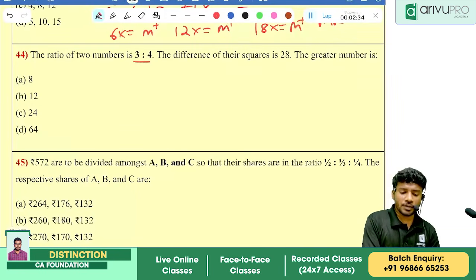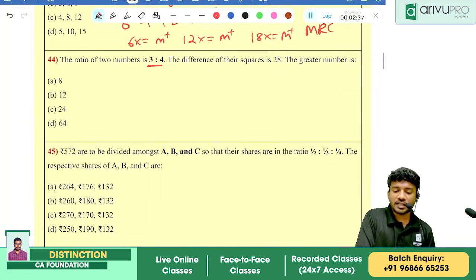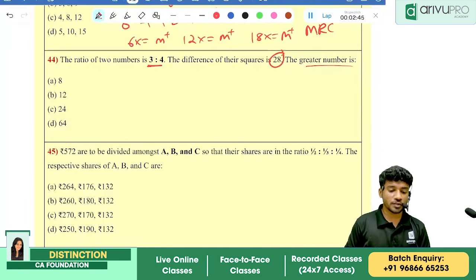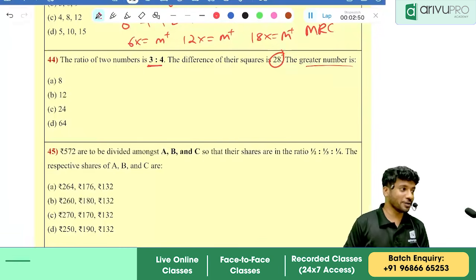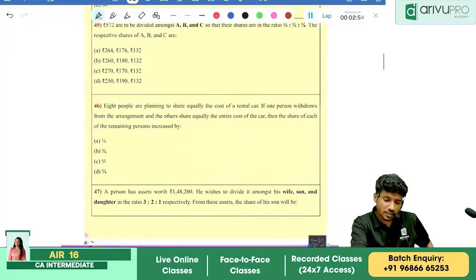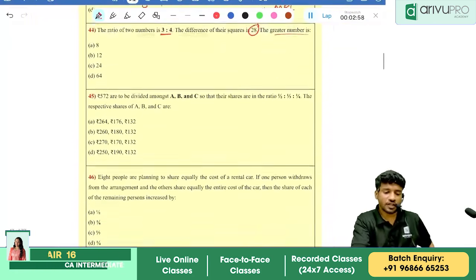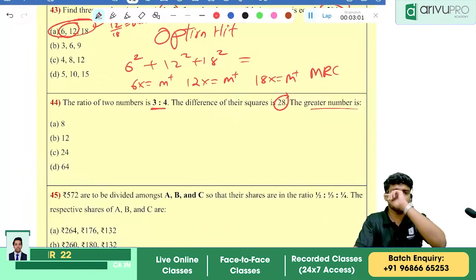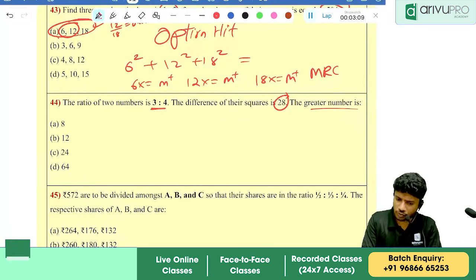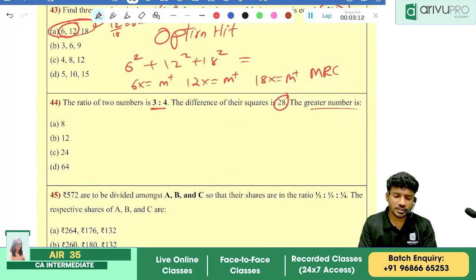The ratio of two numbers is 3:4. Difference in their squares is 28. The greater number is how much? I'm repeating again, the difference in the squares is 28. Give me the answer for this. Try. That is the second last question before the break. Ratio between two numbers is 3:4. The difference between the squares is 28. The greater number is how much is the question.